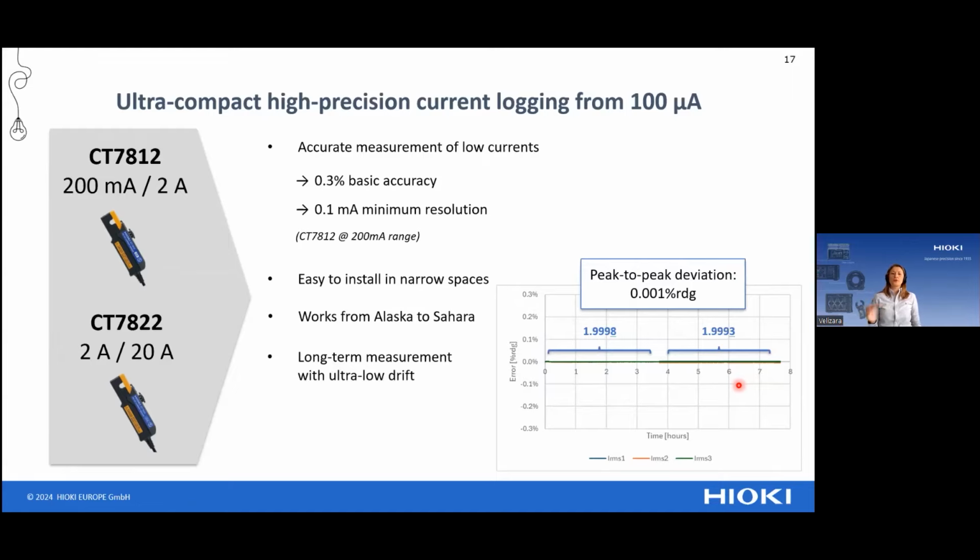By the way, for those of you who are interested, this is a measurement of 2 ampere at 55 hertz. You can see that there is, if you look very closely, a small deviation, a small drift. But the peak-to-peak deviation is 0.001% of reading. So it's very low.